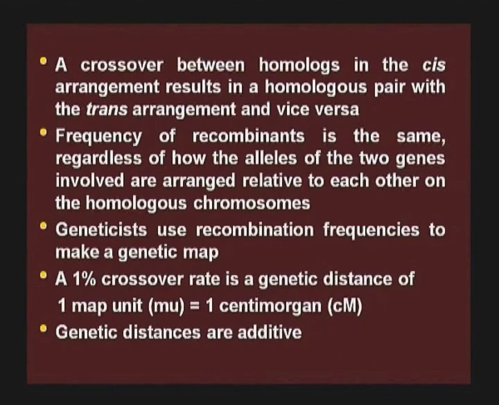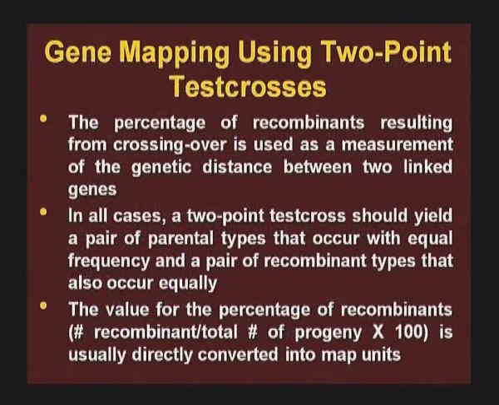Genetic distances are additive. Mapping using 2-point test crosses: the percentage of recombinants resulting from crossing over is used as a measurement of genetic distance between two linked genes. In all cases, a 2-point test cross should yield a pair of parental types that occur with equal frequency and a pair of recombinant types that also occur equally.